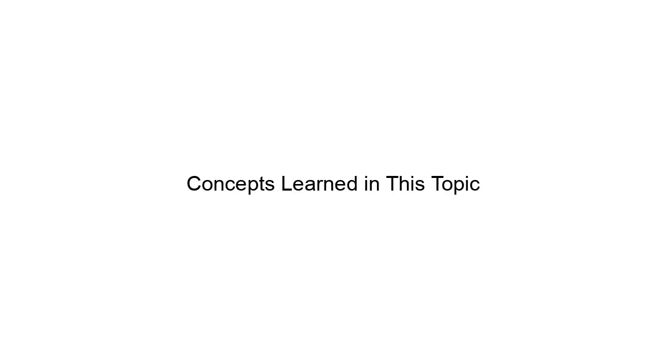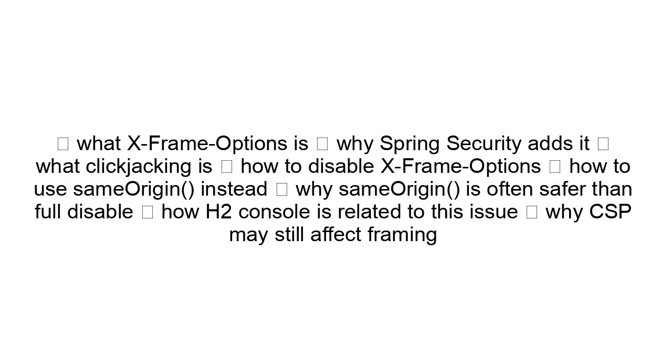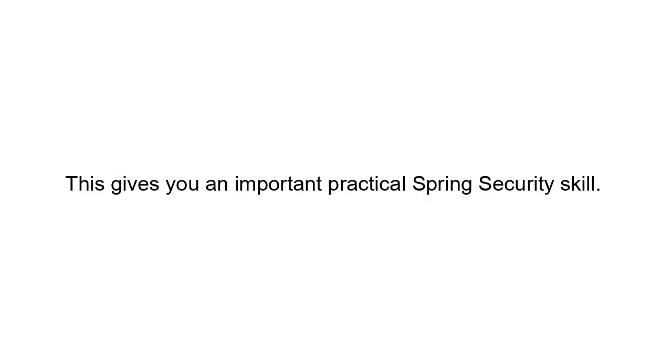Concepts learned in this topic. By learning this topic, you understand key points: what X-Frame-Options is, why Spring Security adds it, what clickjacking is, how to disable X-Frame-Options, how to use sameOrigin instead, why sameOrigin is often safer than full disable, how H2 console is related to this issue, and why CSP may still affect framing. This gives you an important practical Spring Security skill. Simple definition: disabling X-Frame-Options in Spring Security is the process of configuring Spring Security to stop sending the X-Frame-Options header, allowing pages to be displayed inside frames or iframes.